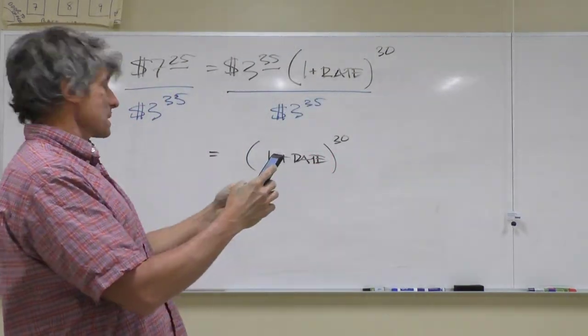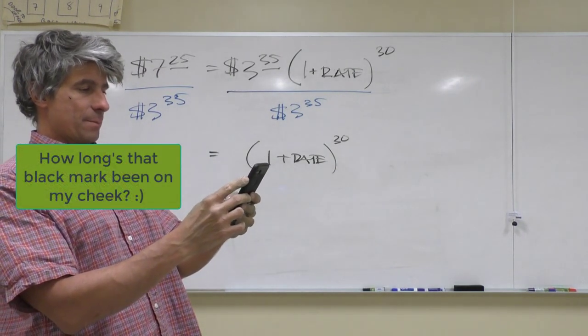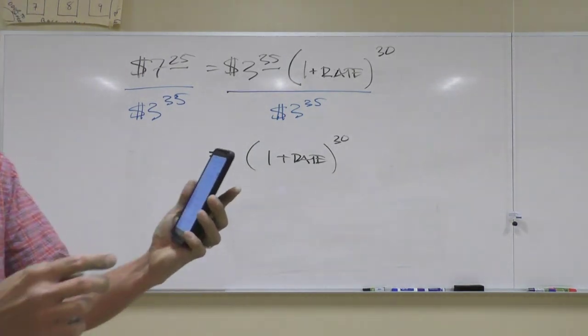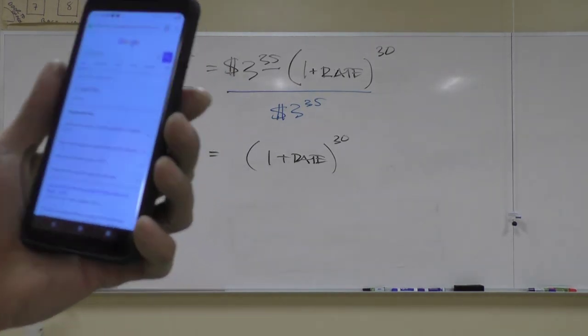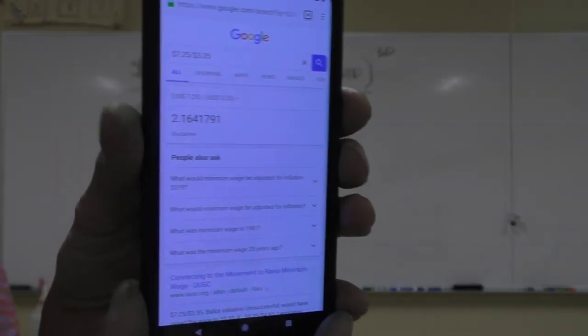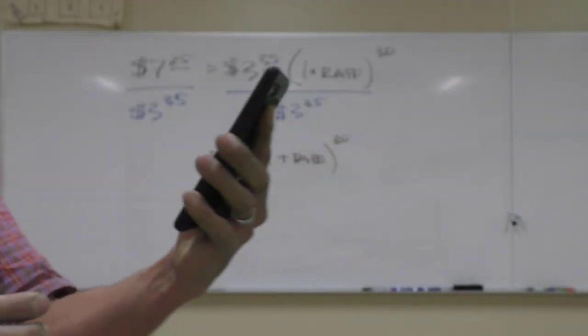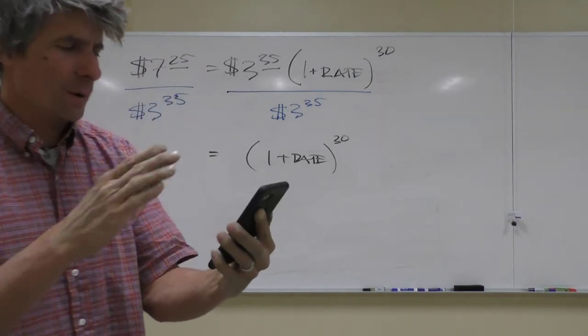All right, so I got $7.25 divided by $3.35, and I'm pressing enter. Yep, there we go. I get 2.16417, I don't know if you can see that right there. And you look at that and you're like, wait a minute, time out.